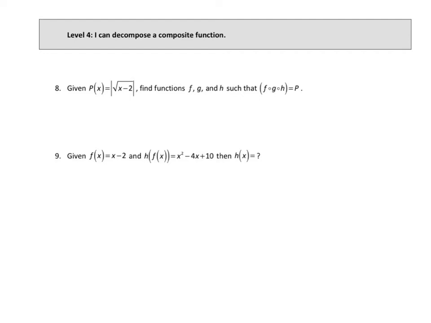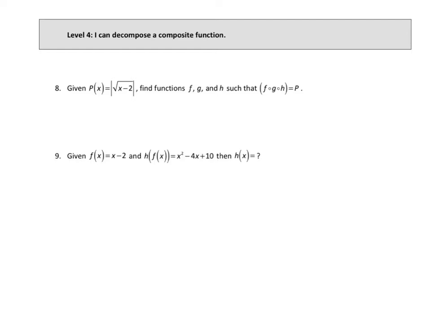In Level 4, you will decompose composite functions, or break them apart into smaller functions that made up the composite function. In number 8, it says given p of x equals the absolute value of the square root of the quantity x minus 2, find functions f, g, and h such that f of g of h equals p.